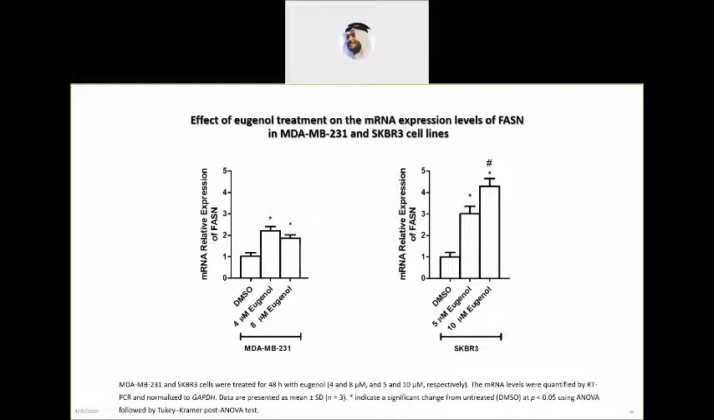Interestingly, the treatment of SKBR3 breast cancer cells with 5 and 10 micromolar of eugenol resulted in a dose-dependent significant increase in the messenger RNA expression of FASN as compared to DMSO.